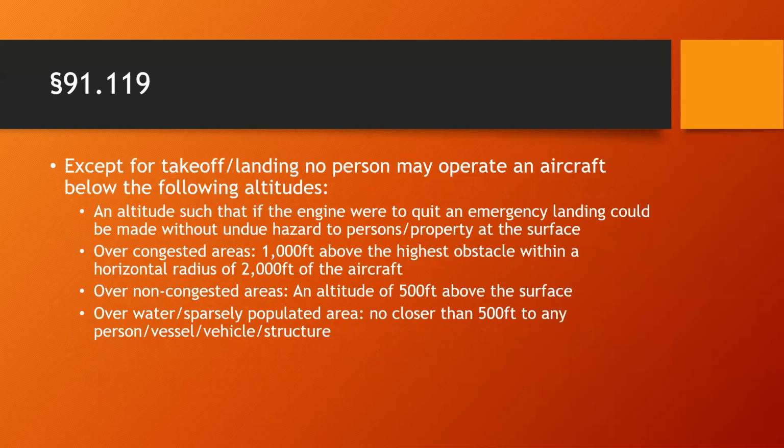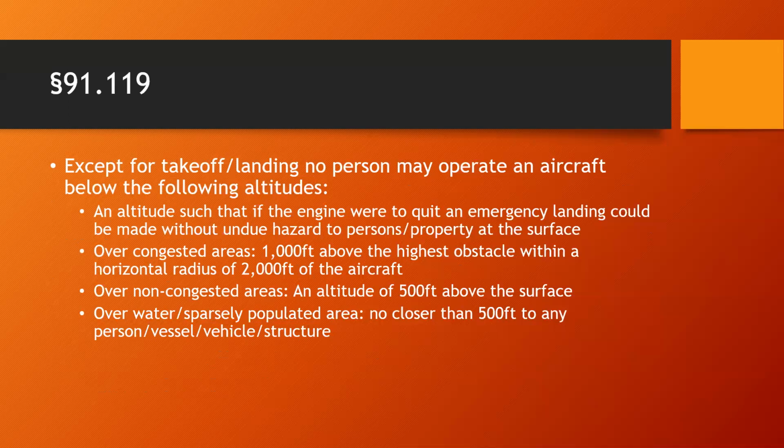All right, 91.119. Except for takeoff and landing, no person may operate an aircraft below the following altitudes: an altitude such that if an engine were to quit, an emergency landing could be made without undue hazard to persons or property at the surface. Over congested areas, 1,000 feet above the highest obstacle within a horizontal radius of 2,000 feet of the aircraft. Over non-congested areas, an altitude of 500 feet above the surface, or over water and sparsely populated areas, no closer than 500 feet to any person, vessel, vehicle, or structure.